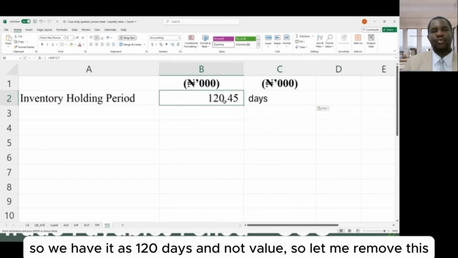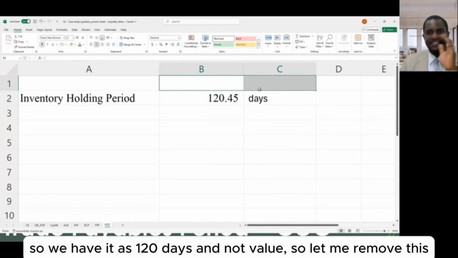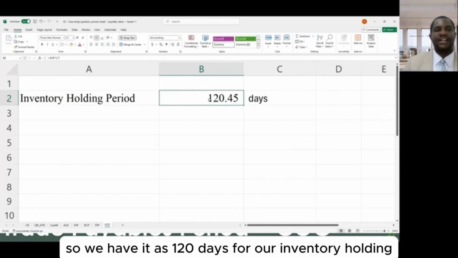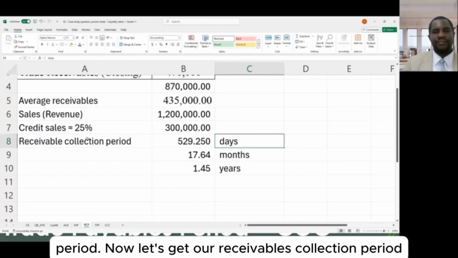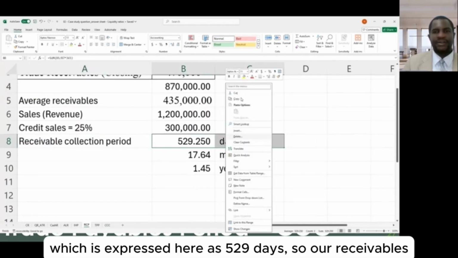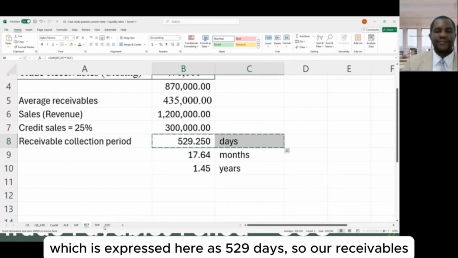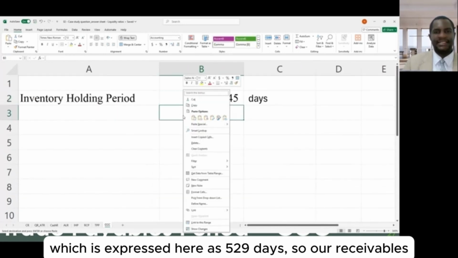Good. So we have it as 120 days and not value. So let me remove the side. So we have it as 120 days for our inventory holding period. Now let's get our receivables collection period, which is expressed here as 529 days.